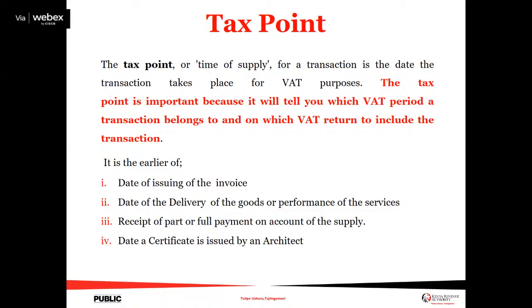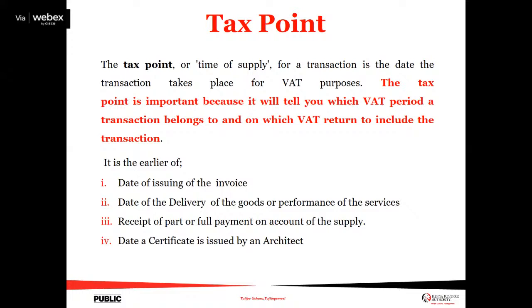For example, I know there are some people who deliver the goods, like for hire purchase. I will deliver the goods and then you will pay part of the amount. If it's hire purchase, you should account for that amount when you receive part of that payment. So you need to be able to account for the full amount. If someone delivers goods and then pays later, the date when the goods are delivered now becomes your guiding point to know at what point you're going to account for VAT.